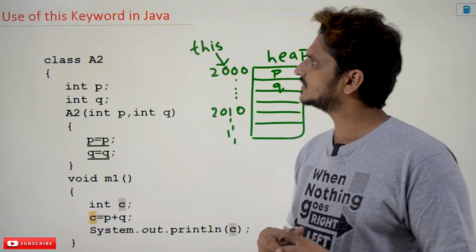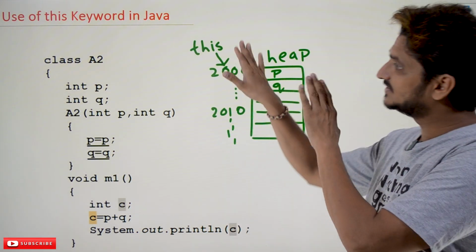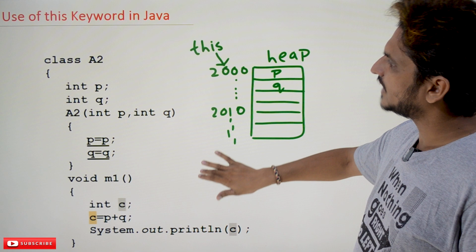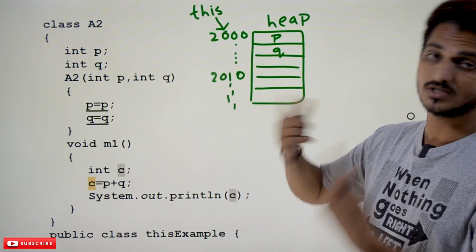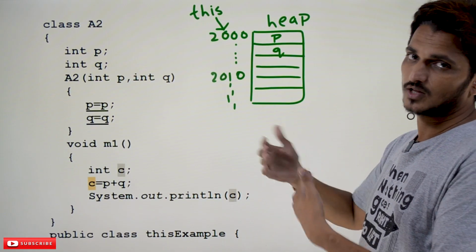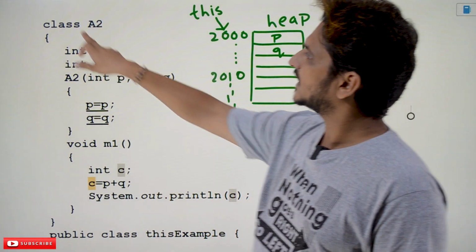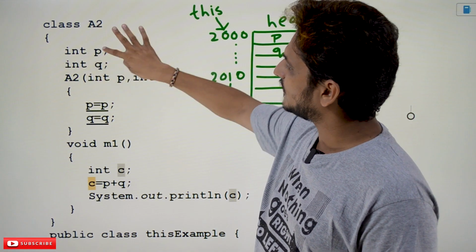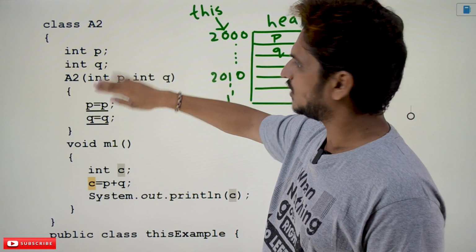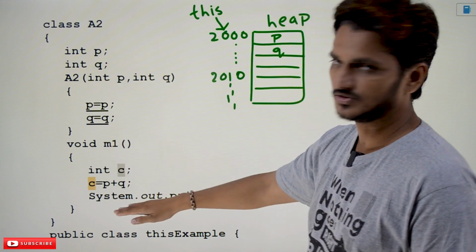Coming to today's class, first try to understand what the this keyword is with an example, then how we are going to use this keyword. Later on we are going to understand that. Now take a class A2. In this class we have two instance variables P and Q, one constructor and one method.